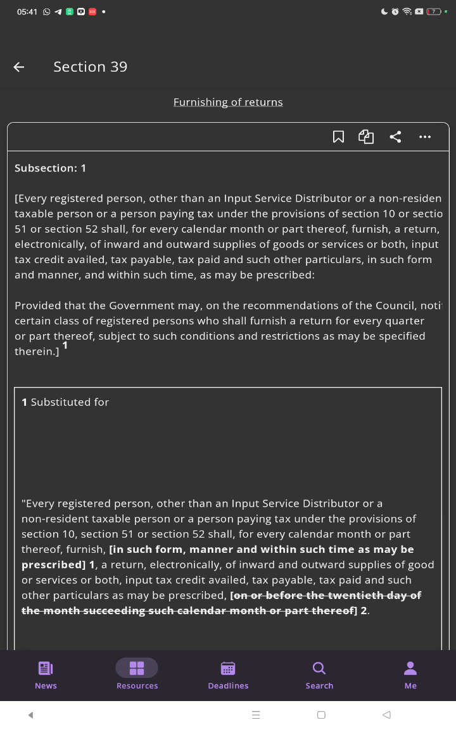Section 39, furnishing of returns. Sub-section 1: every registered person other than an input service distributor or a non-resident taxable person or a person paying the tax under the provisions of section 10 or section 51 or section 52 shall, for every calendar month or part thereof, furnish a return electronically of inward and outward supplies of goods or services or both, the input tax credit availed, the tax payable, the tax paid and other particulars in such form and manner within such time as may be prescribed, provided that the Government may, on the recommendation of the Council, notify certain classes of registered persons who shall furnish a return for every quarter or part thereof, subject to such conditions and restrictions as may be notified.